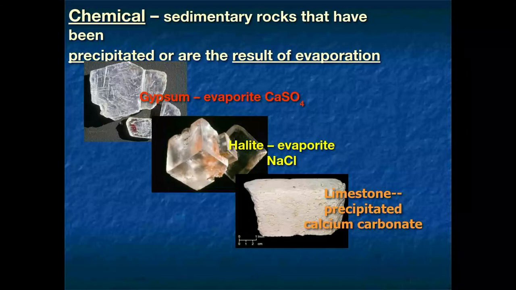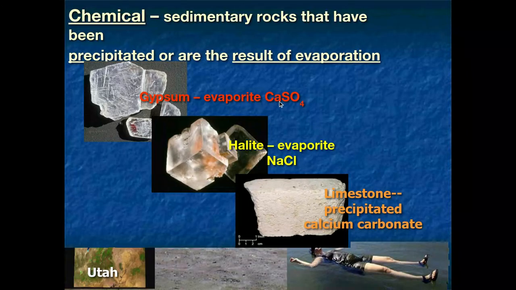So now we can take the chemical sedimentary rock one step further. Texturally, it lacks grains, but chemically, how can you tell if the chemical sedimentary rock is composed of calcium sulfate, sodium chloride, or in this case, limestone, calcium carbonate?